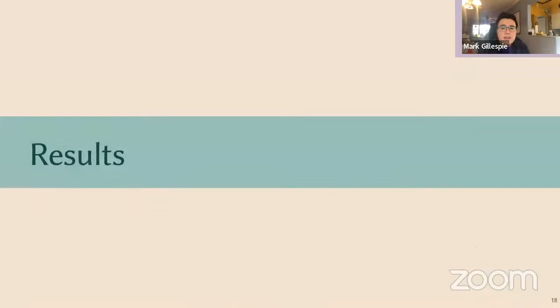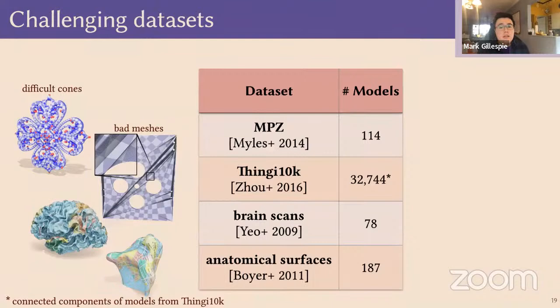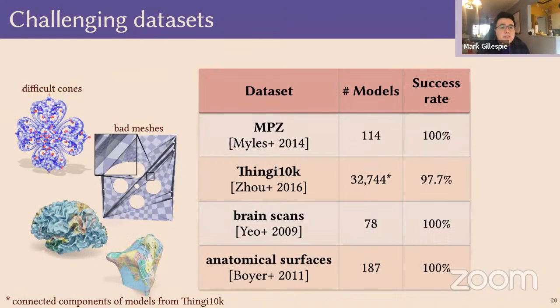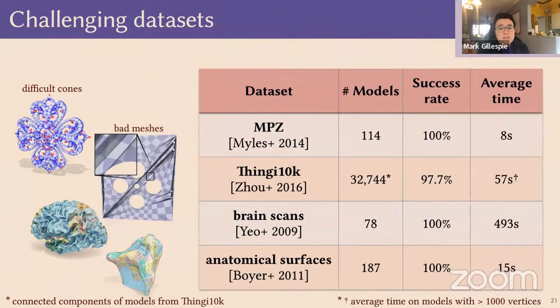We evaluated our algorithm on several challenging datasets. We tested cone flattening on the MPZ and Thingy10K datasets, and spherical uniformization on brain scans and other anatomical surfaces. We successfully produced locally injective discrete conformal maps on all of the models, with the exception of Thingy10K, where we achieved a 97.7% success rate due to some floating point issues on some of the most degenerate models. The code was generally fast, often finishing in a matter of seconds, although it took up to half an hour on a few of the most challenging Thingy10K inputs.